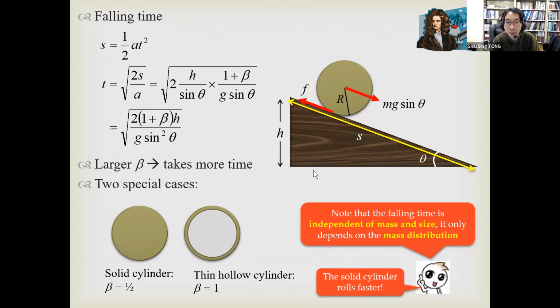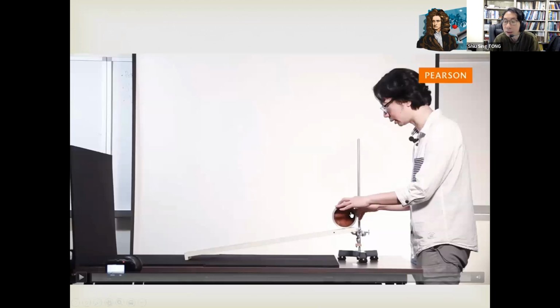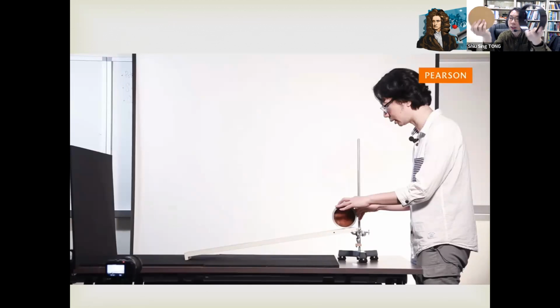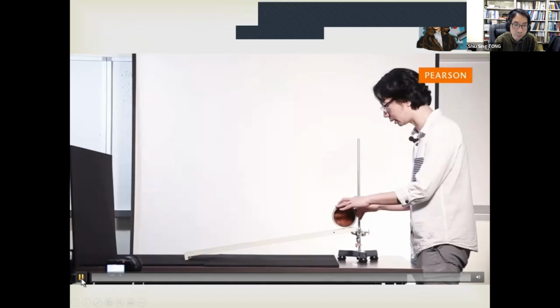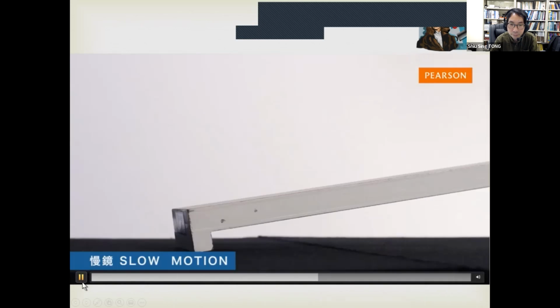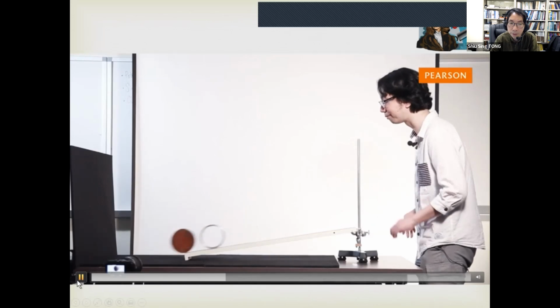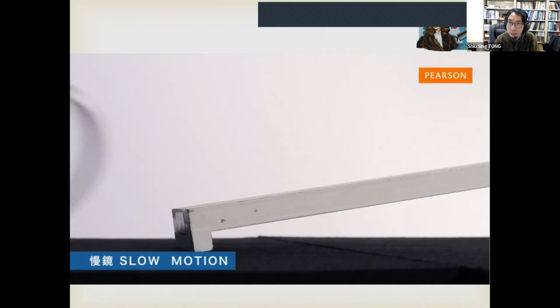Now I give you a video to see. This is the experiment I did. I actually used these two things. One is hollow and one is solid. They have the same radius and the same mass. Let's see what happened. I better share the screen with the video. Now you see the solid one rolls faster, very apparent, right? Okay, so that's the idea.